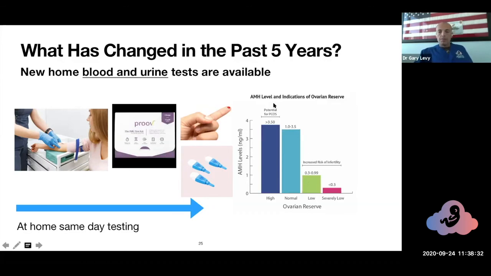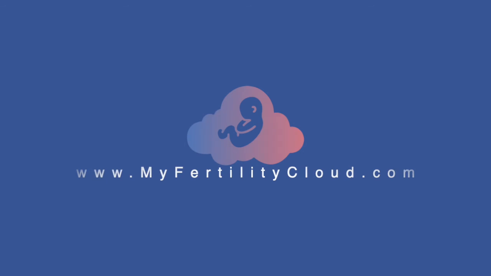Now, again, AMH levels correlate to your probability of conception, whether it's spontaneous or whether it's assisted. And once AMH goes under a certain level, specifically 1, in combination with your age, that may be an indication for you to be much more aggressive in terms of trying to get pregnant.